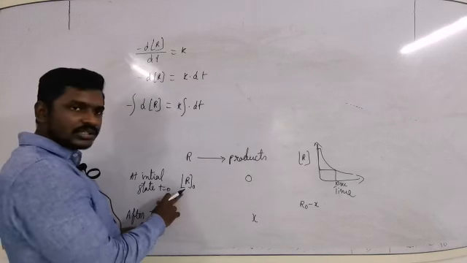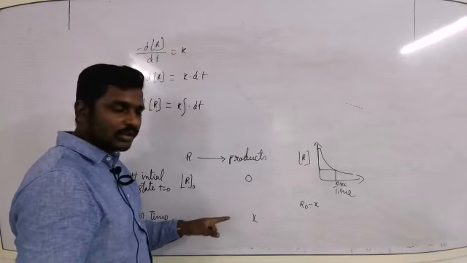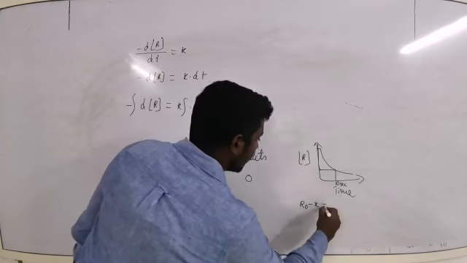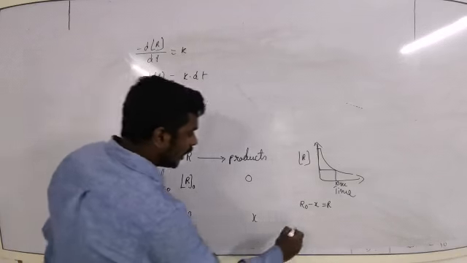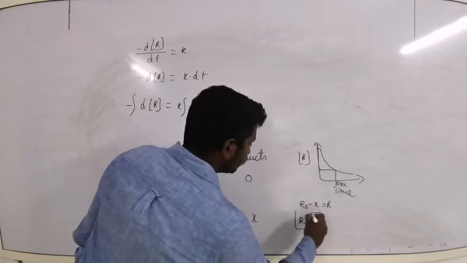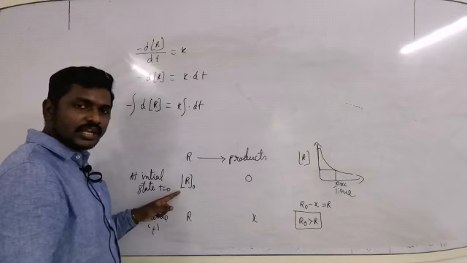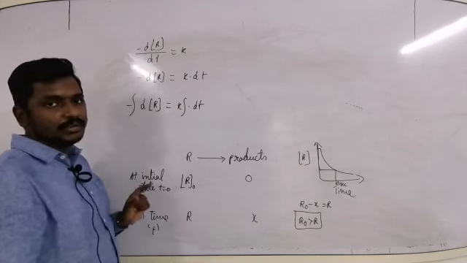This is the initial concentration that you have taken. Then what is the concentration of reactant left over? R0 minus x. Take that R0 minus x as R only. So here R0 is greater than R. The initial concentration of reactant is always greater than the concentration of reactant at any given time.